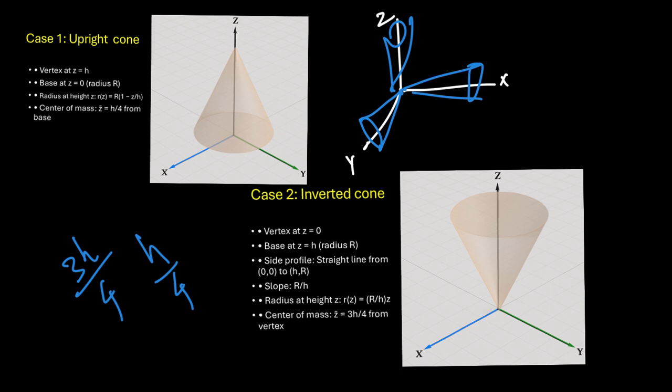Now, explaining every derivation becomes really complex. So what we do is we just stick to these two cases, case 1 and case 2, upright and inverted cone. All right. Moving on to the detailed explanation for upright cone.